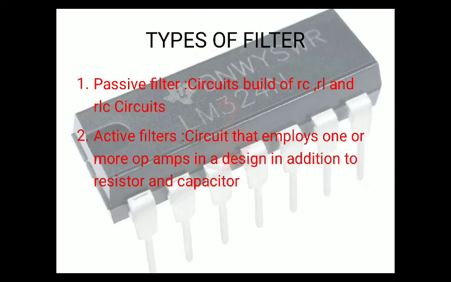Then let us see the types of filter. There are two types of filter, passive filter and active filter. Passive filters are the circuits that are built up of RC, RL and RLC. R is the resistor, C is the capacitor and L is the inductor. Active filters are the circuits that employ one or more op amps in a design in addition to resistor and capacitor.